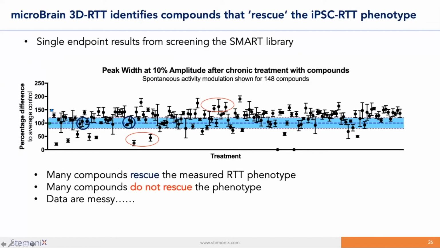The control phenotype is shown here as 100% in the green triangle. The Rett phenotype is shown up here at 150% in the blue diamond. Again, the average result from a duplicate application of the compounds is shown in black. What we see here is that some compounds, circled in blue, are very good at rescuing this particular phenotype. Other compounds are not very good at all. This gives you a little bit messy data, to say the least.